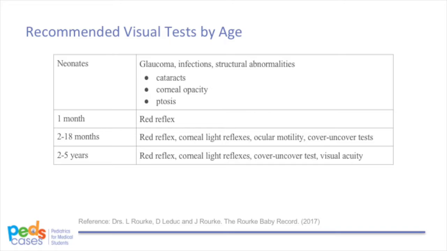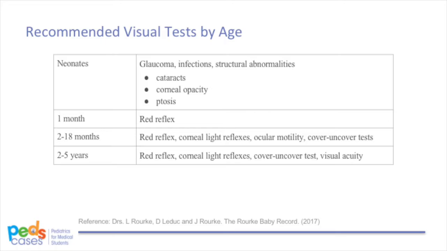For visits from 2 to 18 months of age, in addition to a red reflex, you need to check for the corneal light reflexes and ocular mobility, as well as to perform cover-uncover tests. This will be the case for our baby Carl. The tests for the visits from 2 to 5 years old are red reflex, corneal light reflex, cover-uncover test, and visual acuity. Great! Now you know what eye test to perform for different visits.